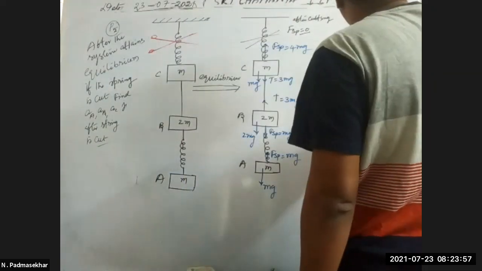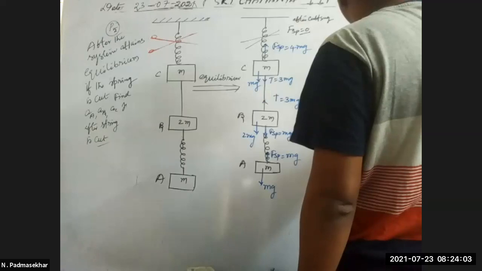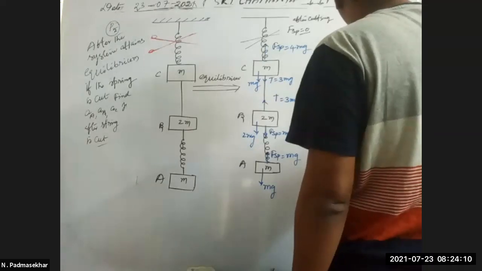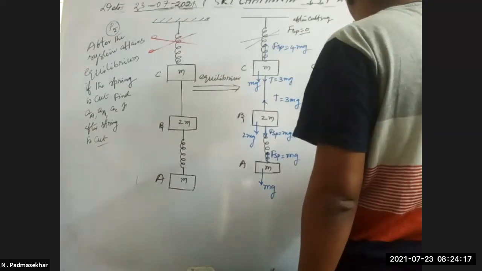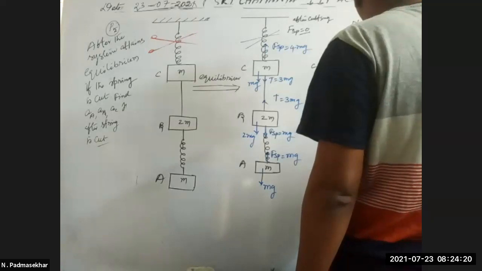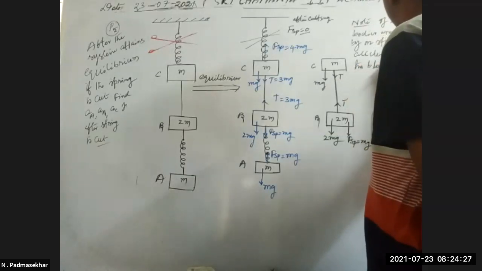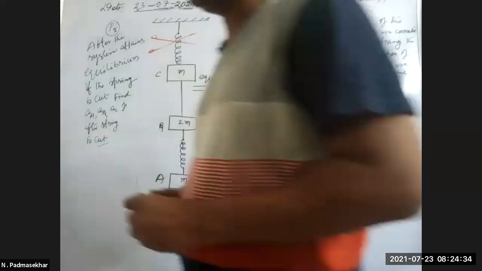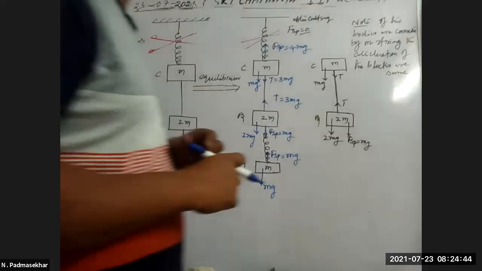So note here: if two bodies are connected by one string, then the accelerations of the two blocks are the same. If two blocks are connected by the same string, the acceleration of the two blocks is the same.